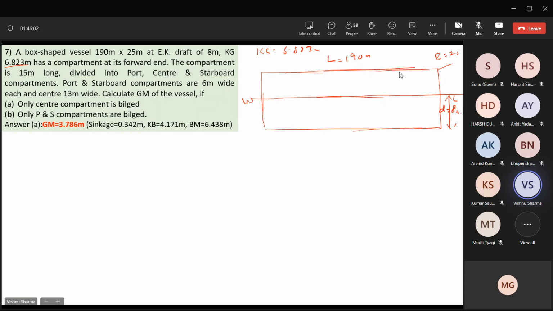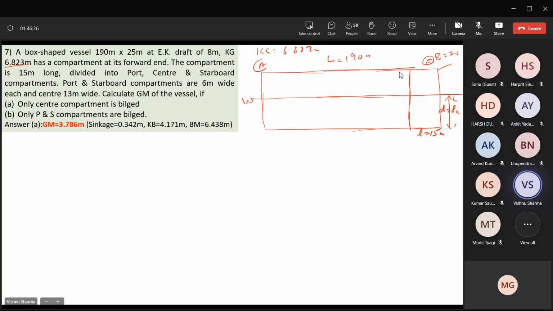It has a compartment at its forward end. So let's say this is the forward end, suppose this is the aft end. So there is a compartment at the forward end. It can be somewhere in between also, need not be right at the end, which is 15 meters long and divided into port, center, and starboard.